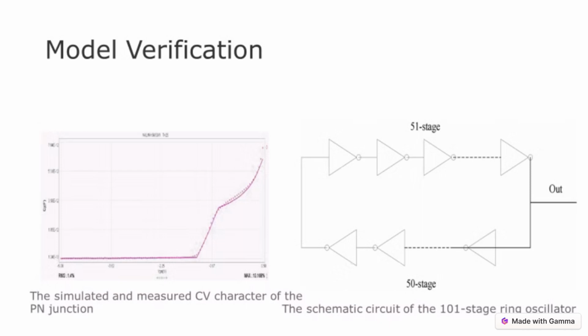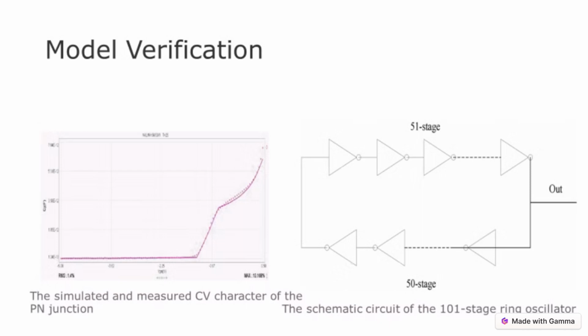Here we extracted the parameters of the N plus P junction with the model build program developed by Keysight Technologies. Here you can see the simulated and measured CV characteristic of the PN junction. This model can fit the measured data well, especially in the transition region. This junction model can also be embedded into the MOSFET model, and we have also used a ring oscillator to verify this model.